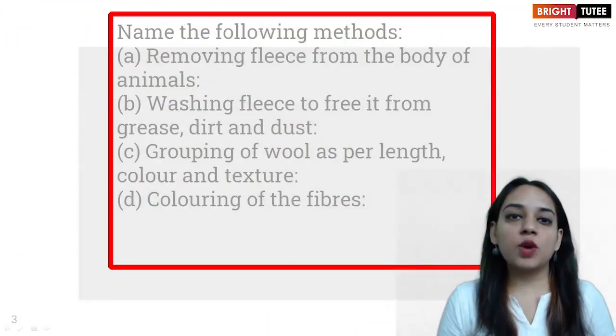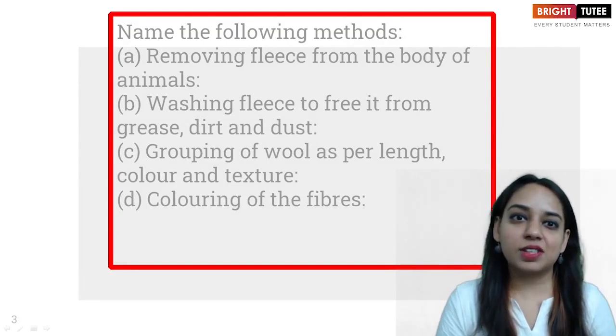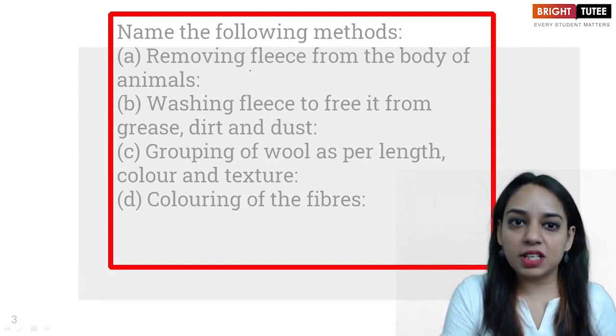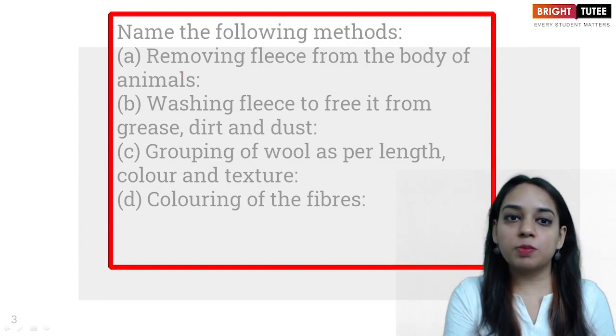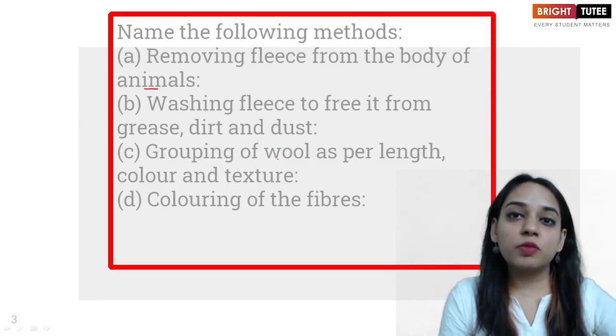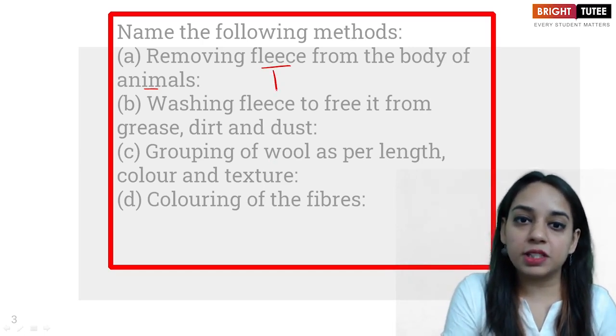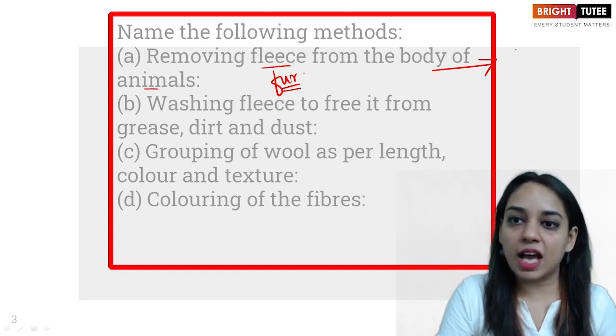First question is, you have to name the following methods. Okay, this is going to be a very interesting question. So first question is removing fleece from the body of animals. So guys, what is the process known as where we are removing the top skin, which is the fur? Fur on the bodies of animals is known as fleece. So what do we call this? Guys, we call this shearing. Okay, so this is the answer to the first part.